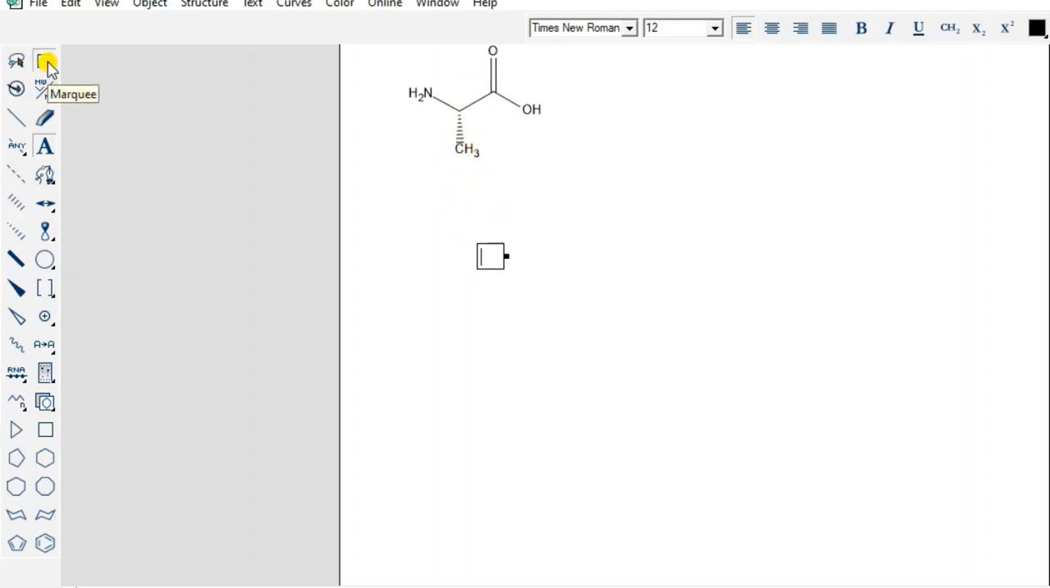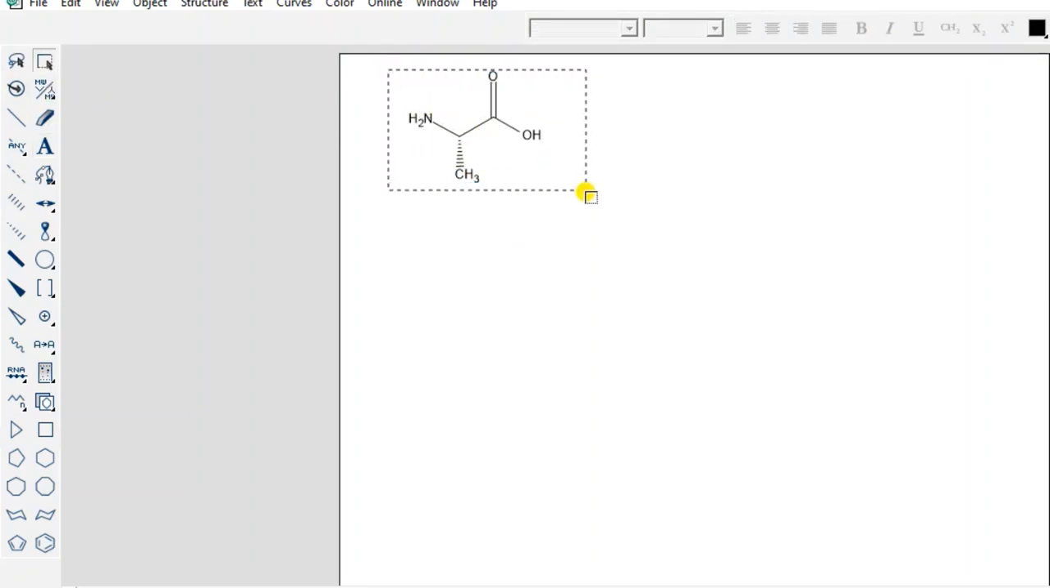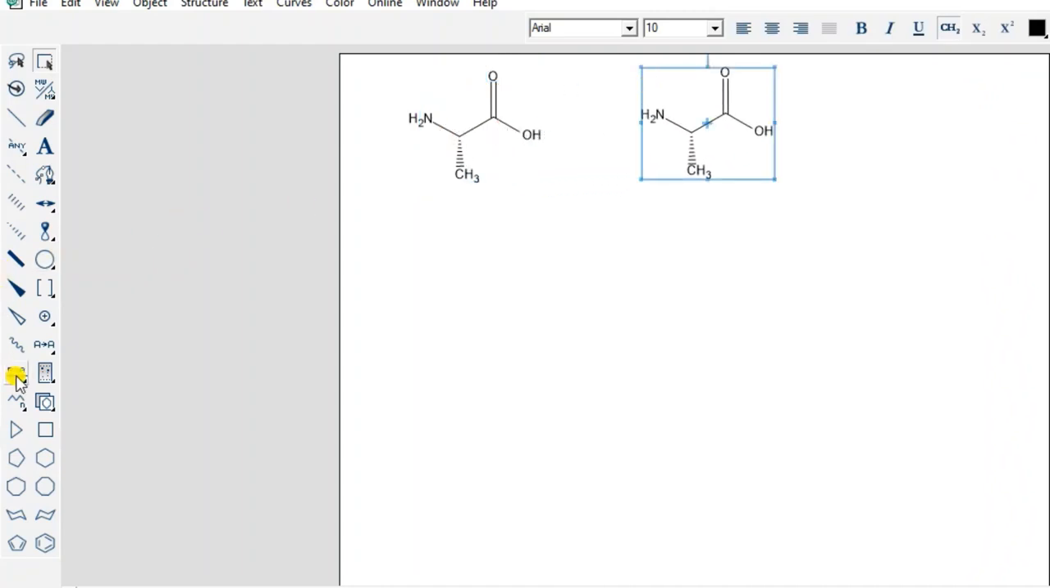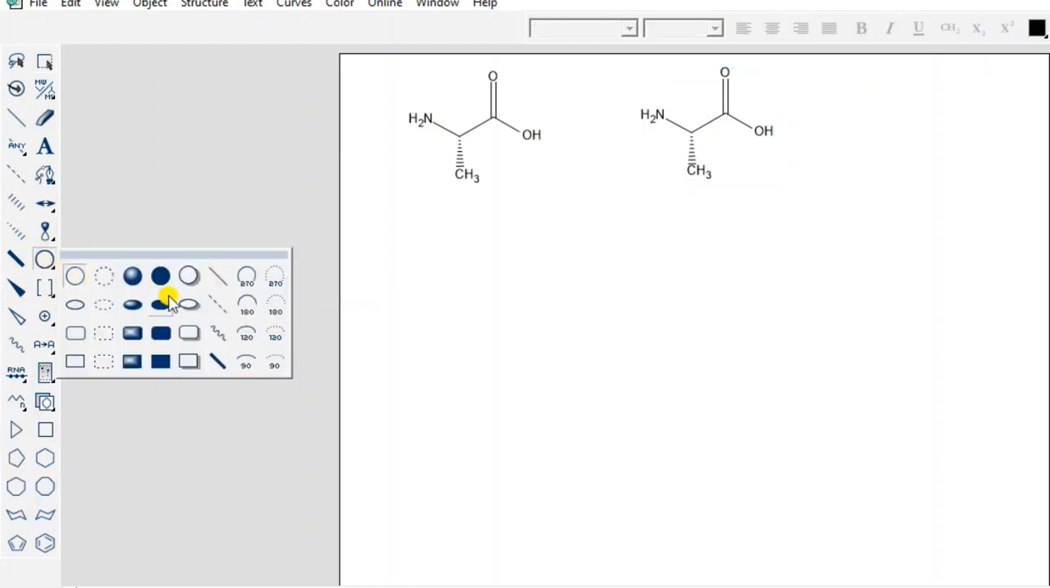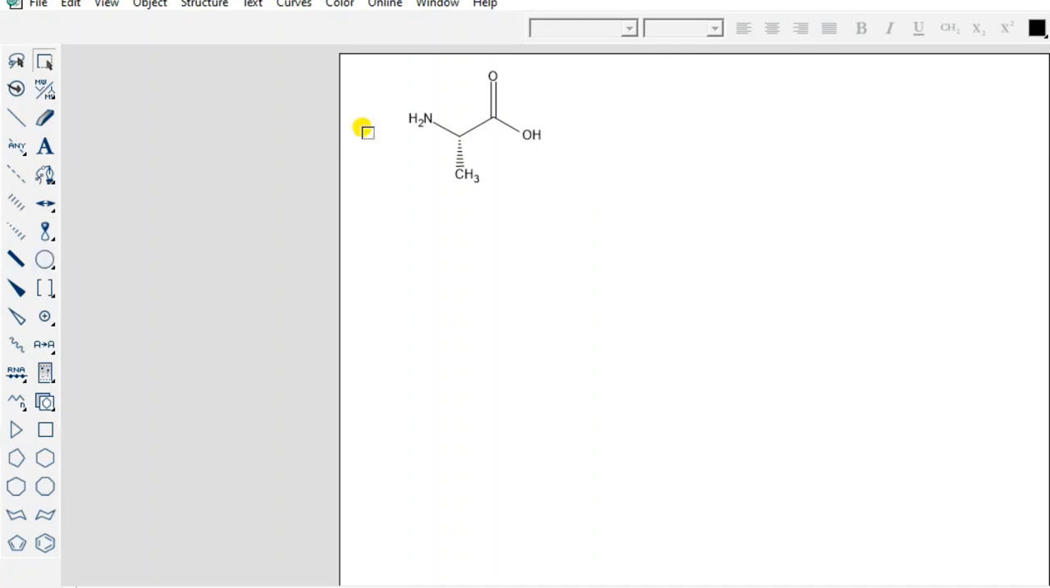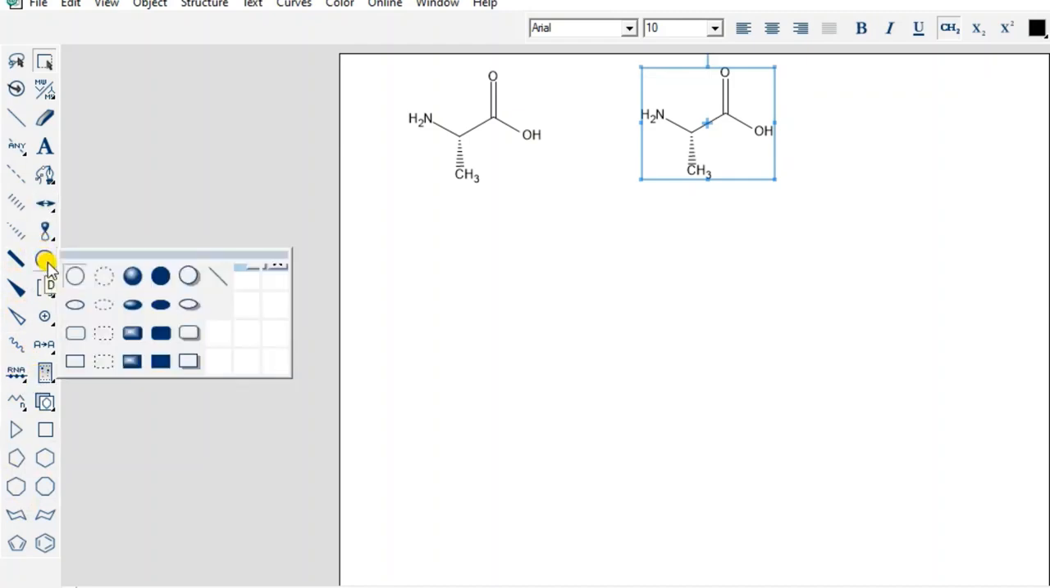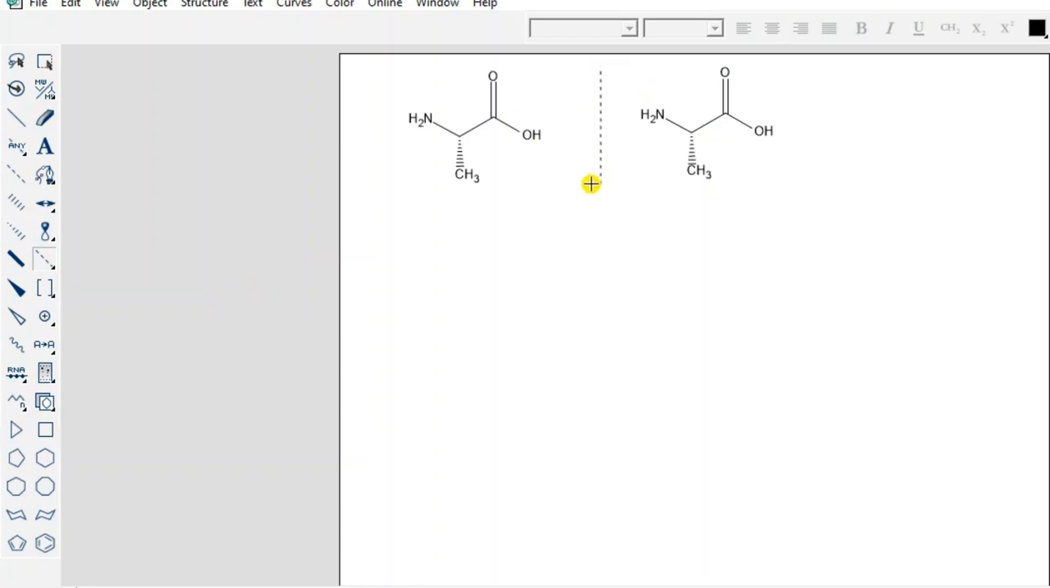Before drawing its stereochemistry, I will draw its copy, and I will show you how to find its stereochemistry, how to change its notation. In this way we have two L-alanine structures, and by using the drawing tool I will further draw a dashed line among these structures.